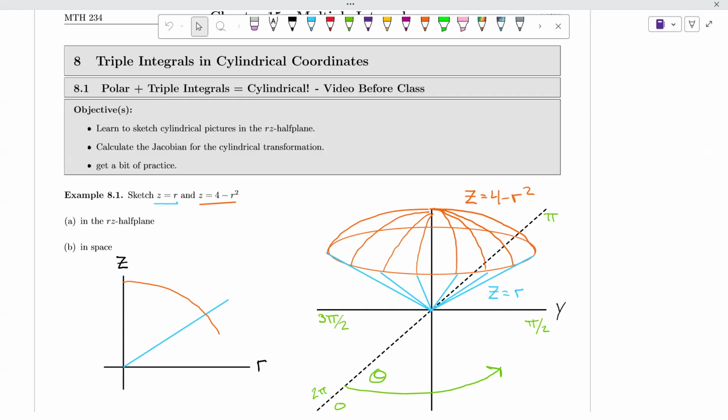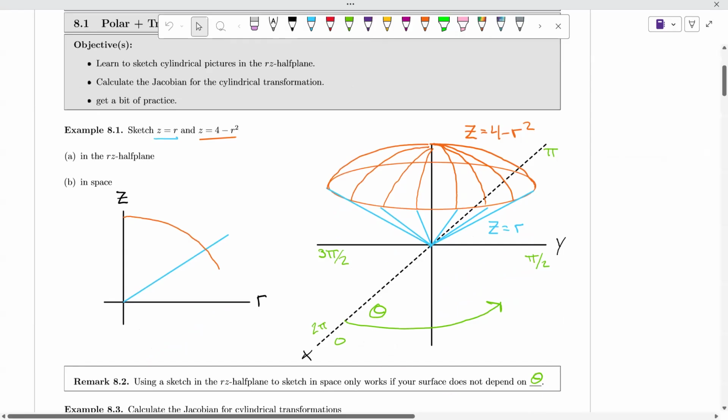where hopefully that angle theta doesn't play a role in what the shape looks like. As with these two objects, one looks like a cone, the other must be a parabolic, one of those things. An elliptical paraboloid. There we go. I just started the wrong way. So as long as our shape doesn't depend on theta, we can just go straight to the ZR half plane.